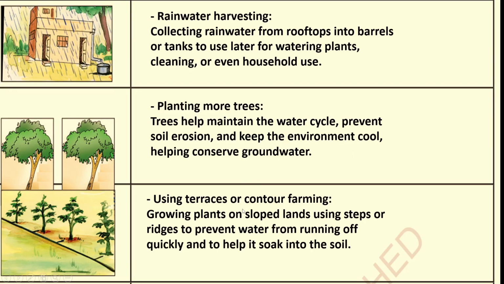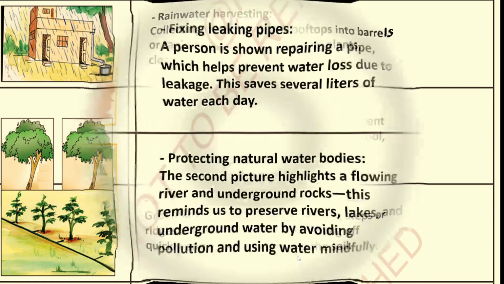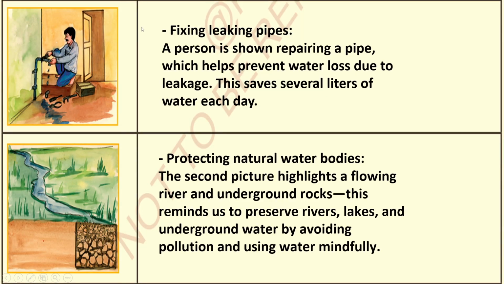Using terrace or contour farming. Growing plants on sloped lands using steps or ridges to prevent water from running off quickly and to help it soak into the soil. Fixing leaking tap pipes. The person is repairing a pipe, which helps prevent water loss due to leakage. This saves several liters of water each day.